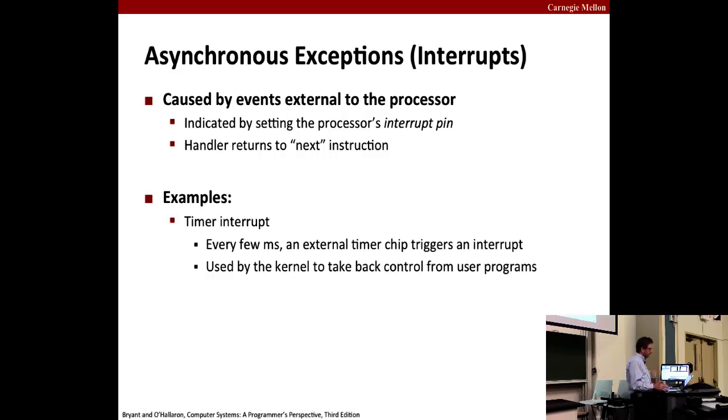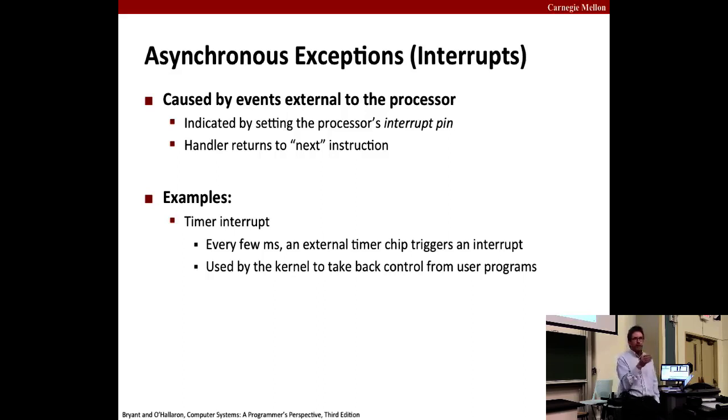A common example of an interrupt is a timer interrupt. All systems have a built-in timer that goes off every few milliseconds. And when the timer goes off, it sets the interrupt pin high. And there's a special exception number for timer interrupts. We need this to allow the kernel to get control of the system again. Otherwise, a user program could just run forever in an infinite loop, and there'd be no way for the operating system to get control.